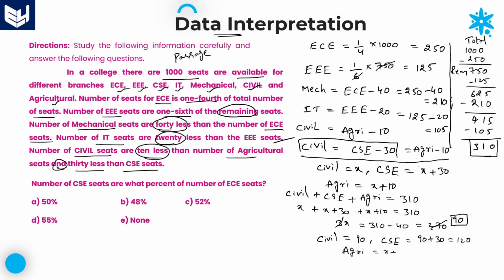Agriculture is x plus 10, which is equal to 90 plus 10, which is equal to 100. These many seats for agriculture. Now look at these values.